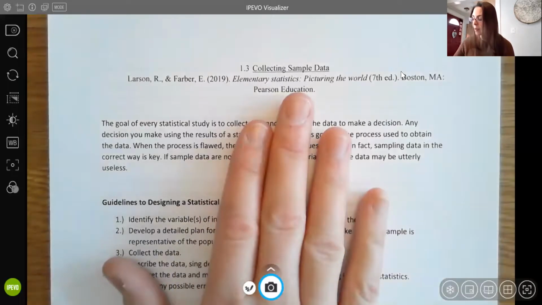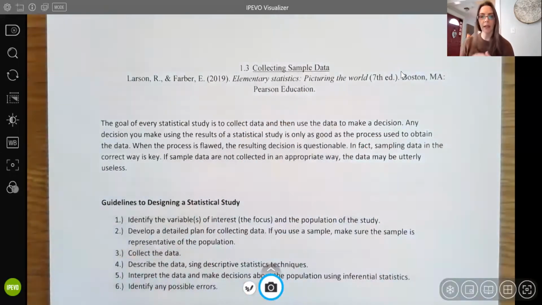So with collecting sample data, we do have to be careful with how we collect it, and there's different ways to collect sample data. So that's really what we're going to focus on in this section. The goal of every statistical study is to collect data and then use that data to make a decision, right? So that's really what we're trying to do. We're trying to collect data, learn about what's going on, maybe with a certain population or something happening in the world, and then we can use that data to make a decision.